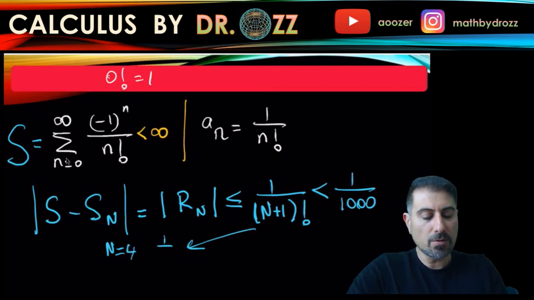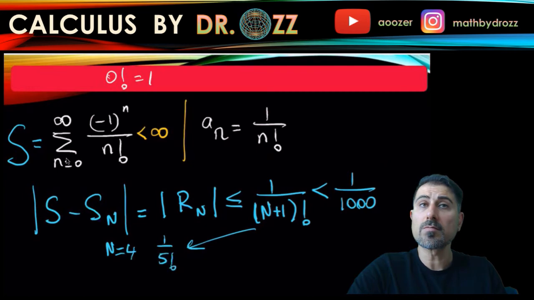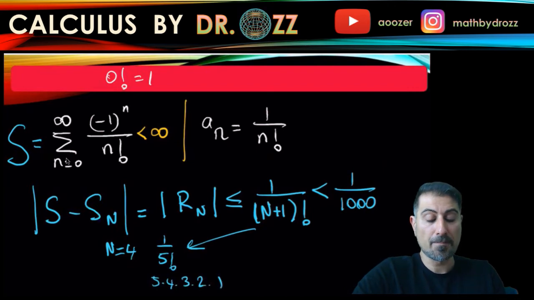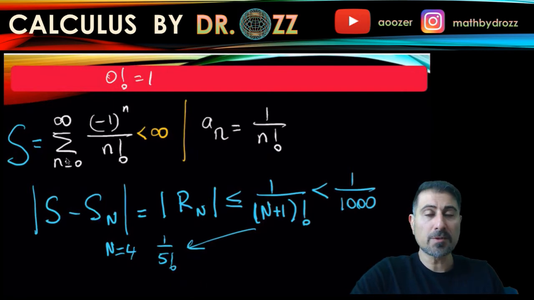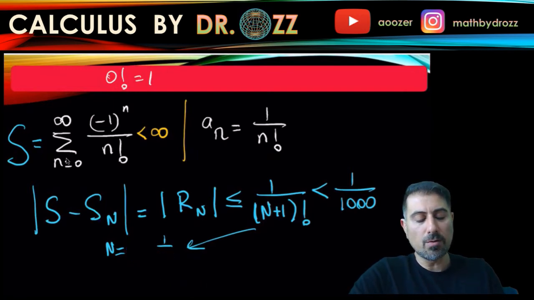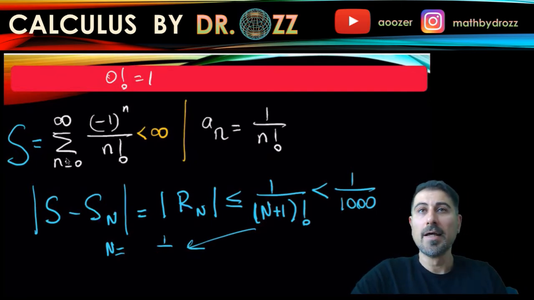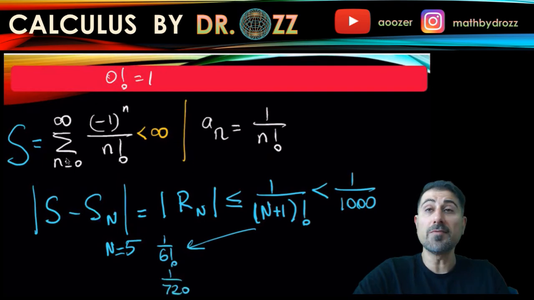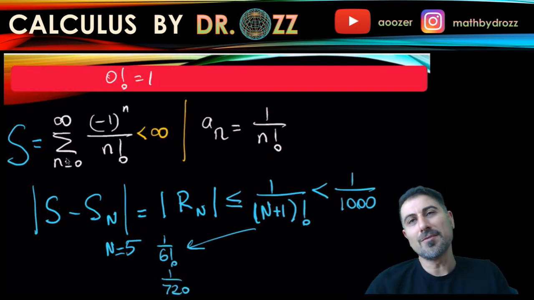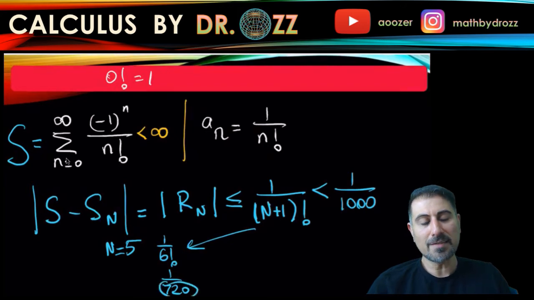N equals 3, then this is 1 over 5 factorial? 5 factorial is 5 times 4 times 3 times 2 times 1. That's 120. Still, we couldn't make it to 1,000. 6 factorial is 120 times 6, which is 720. If you have your calculator, by the way, have it ready so you can calculate those faster than me. So if N equals 5, this is 1 over 6 factorial, and that's 1 over 720. We still couldn't make it to 1,000, but 7 factorial will make it because I'm going to multiply this number by 7.